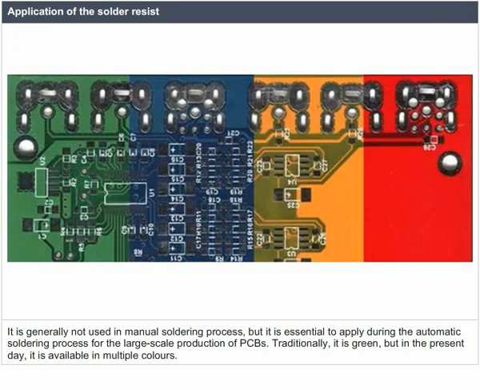It is generally not used in the manual soldering process, but it is essential to apply during the automatic soldering process for the large-scale production of PCBs. Traditionally, it is green, but in the present day, it is available in multiple colors.